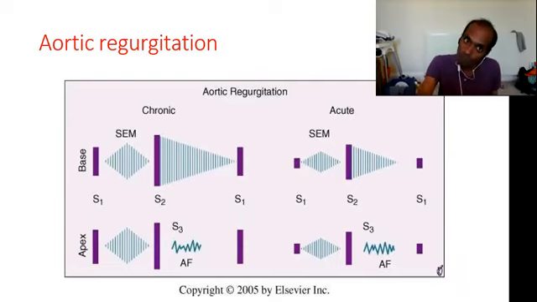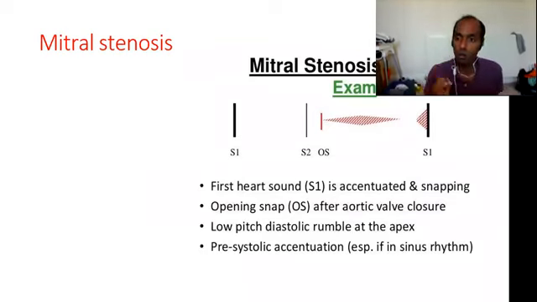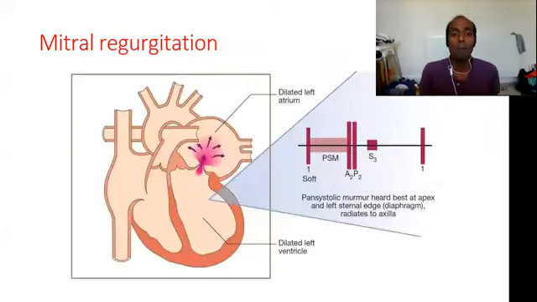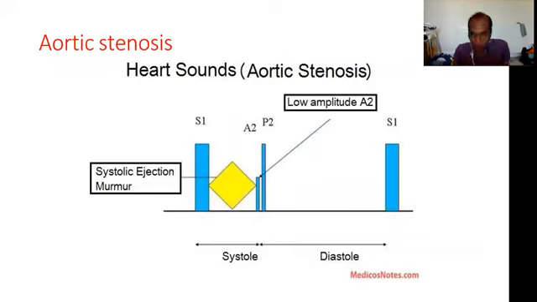Now let's look again at mitral stenosis. Rup tuck. Low pitch rumbling mid diastolic murmur in the mitral area, loudest one, might have presystolic accentuation. Mitral regurgitation, mitral area radiating to the axilla, pansystolic murmur. Aortic stenosis, ejection systolic murmur, aortic area radiating to carotids.